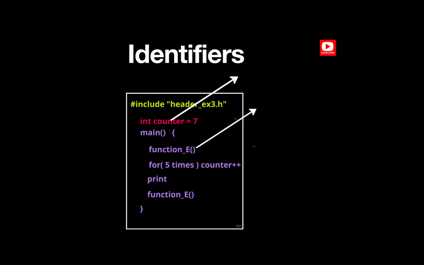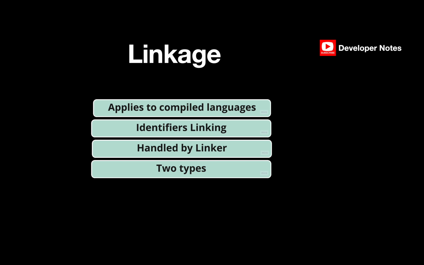Now that we have learned what a translation unit is, let's grab a knife and fork and dig into linkage. Before jumping into linkage, we must know what an identifier is. Identifiers are nothing but the names of variables, functions, and arrays. Compiled languages like C and C++ deal with linkage. Linkage refers to how these identifiers are linked by the linker.